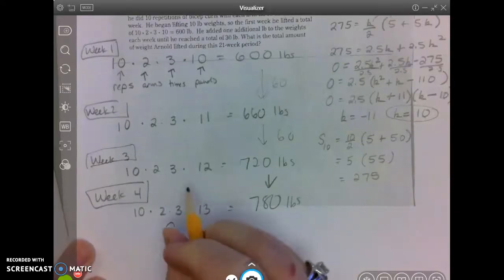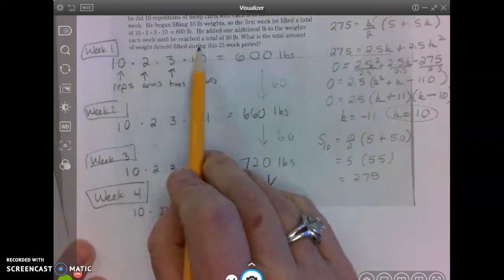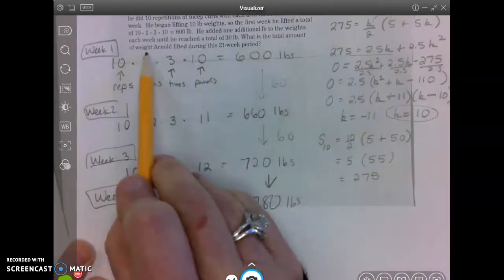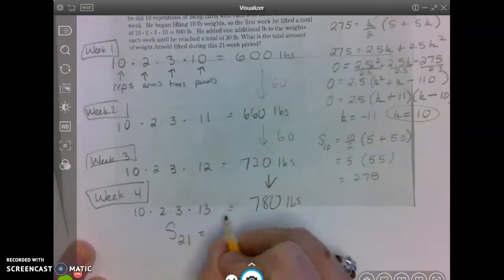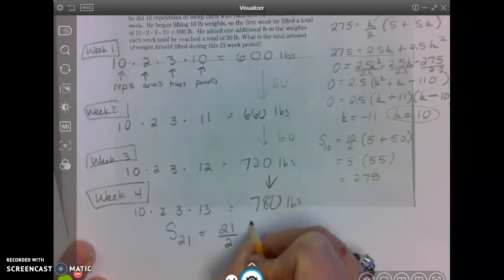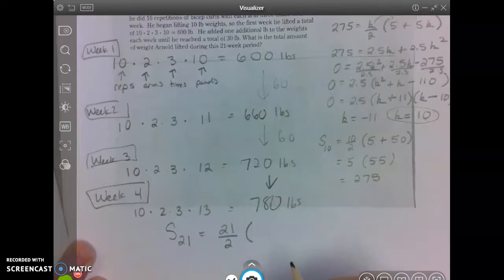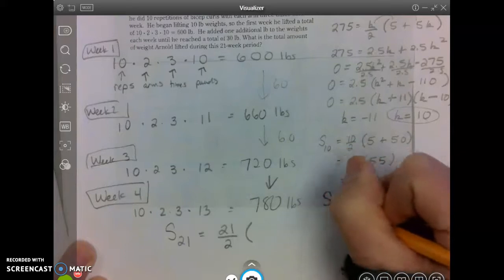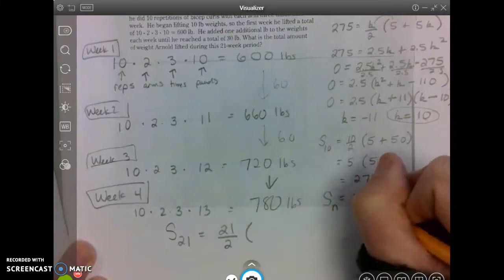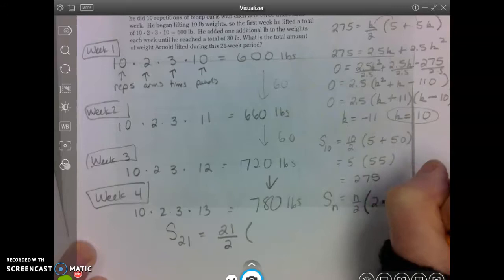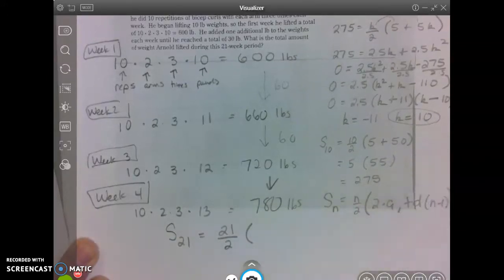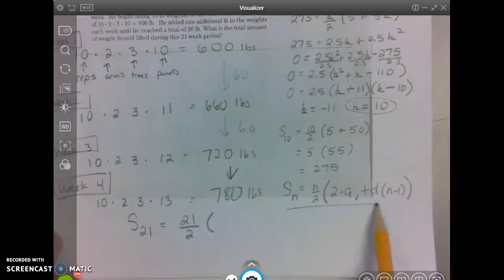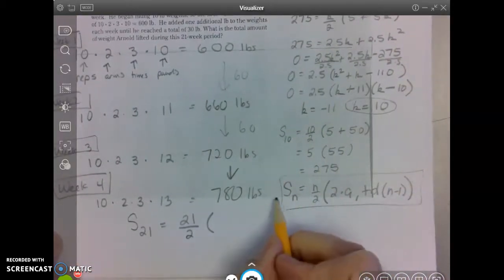So S sub, do I know how many weeks? 21 weeks. What is the total amount of weight Arnold lifted during this 21-week period? S sub 21 is 21 divided by 2. I don't know what he lifted the last week, so I'm going to use the formula S sub n equals n divided by 2, 2 times the first term, plus the constant difference times n minus 1. I'm going to use this formula instead for this problem.